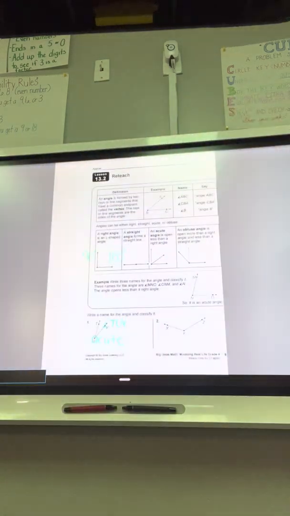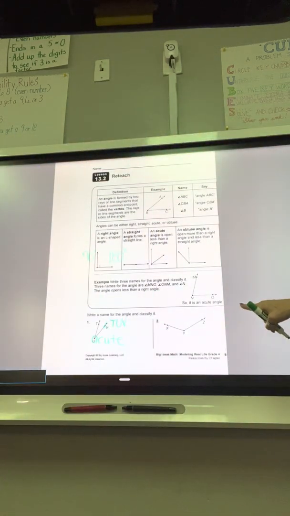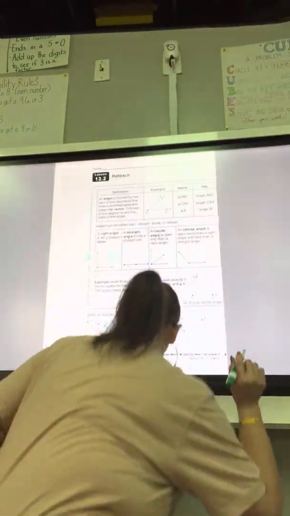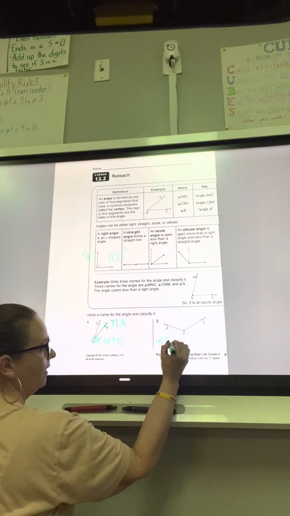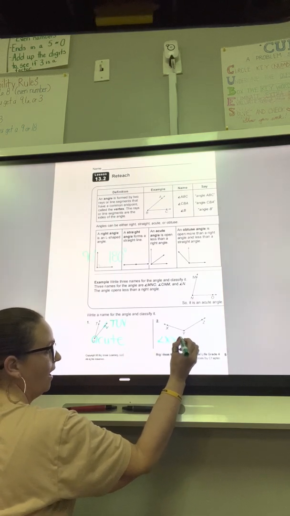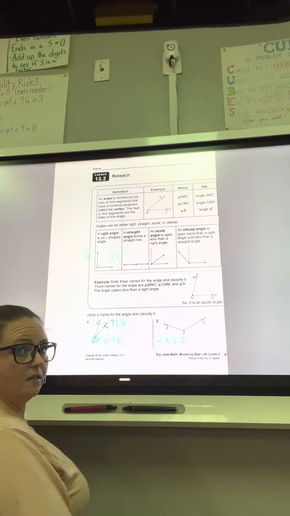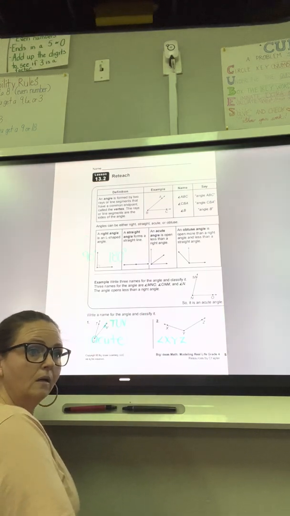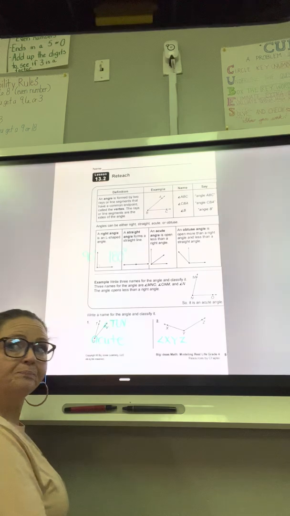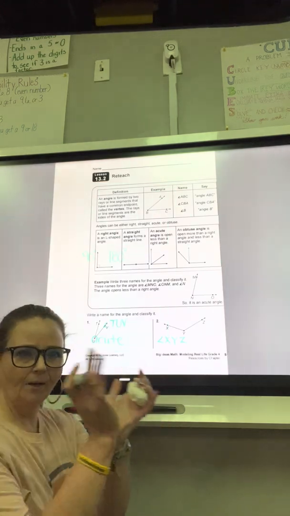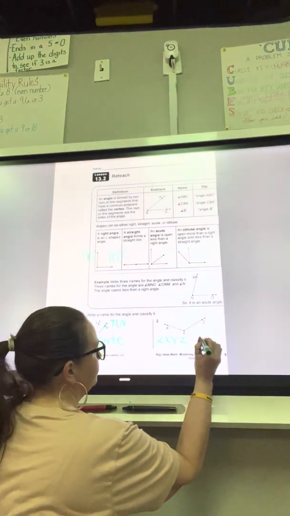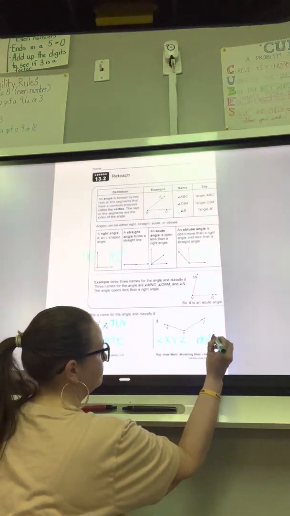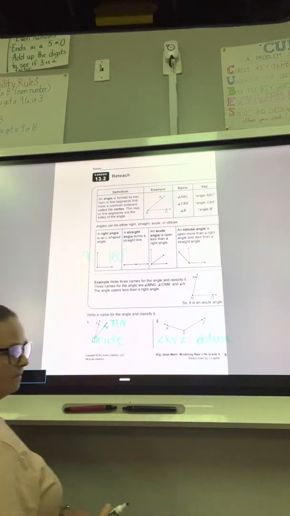Now, how about this angle? I need to name it. It's obtuse. So I need to name it angle XYZ, or ZYX, or just angle Y. And you see how it's open farther than a corner? Obtuse angle. That would make it obtuse, yes.